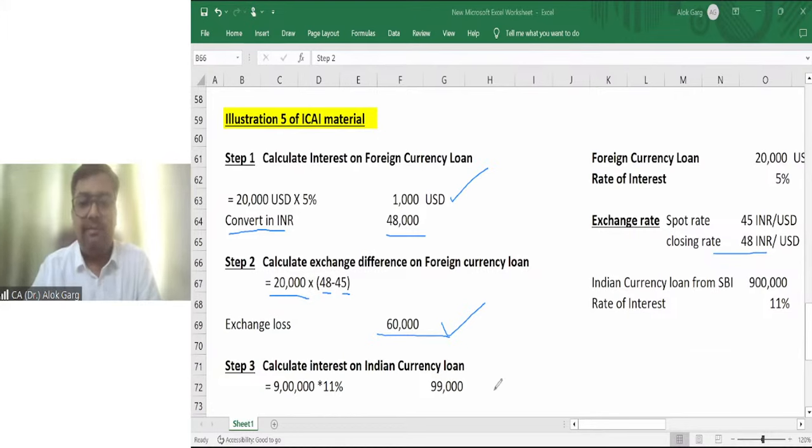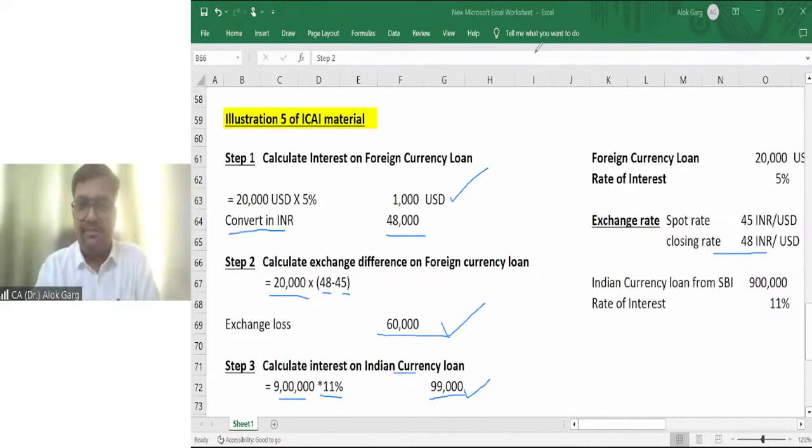Now coming to step number three, interest on Indian currency loan. The loan which you would have taken in Indian currency is 9 lakh rupees. Multiplied by 11% is 99,000 rupees, right? So entering into a foreign currency loan has given you two hits, 48,000 plus 60,000. But an Indian currency loan will give you only one hit, which is 99,000.